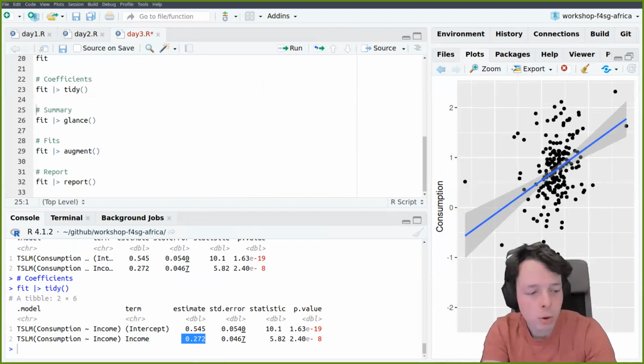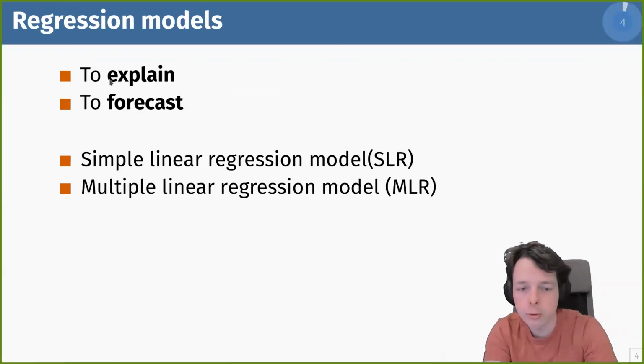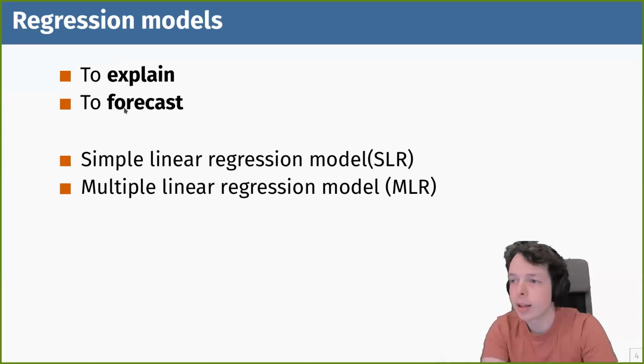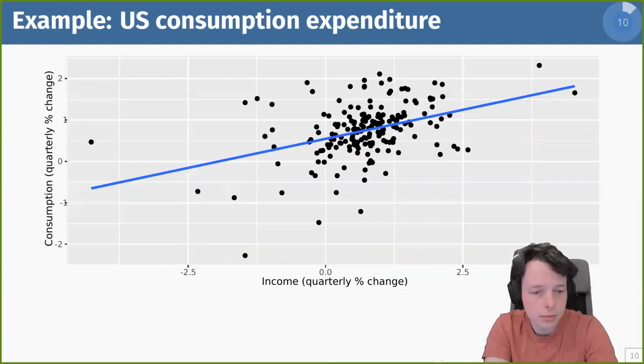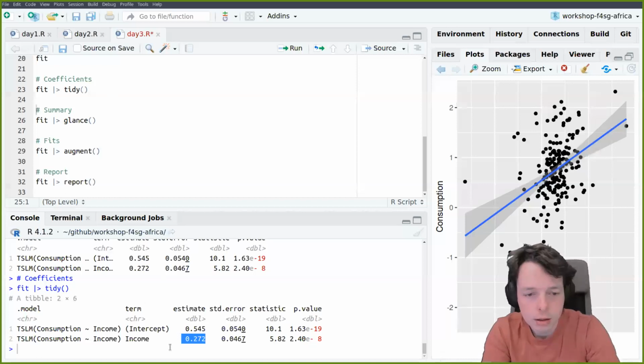So before, when we looked at the slides, and we saw that regression models are useful for explaining the relationship between regressors, this is what we mean. We can look at the coefficients and make interpretations about the relationships between our response variable and our regressors. So what this 0.272 means is when income increases by 1, on average, we expect the consumption to increase by 0.272.